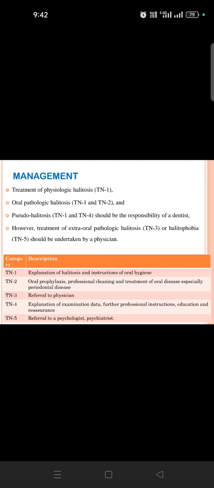Whenever there is pseudohalitosis, treatment 1 and treatment 4 are given. Treatment 4 is the explanation of the halitosis, then further professional instruction, education and measures, along with scaling and root planing. However, when an extraoral pathologic halitosis is present, we refer the patient to the physician. That is treatment number 3. Or if halitophobia is present, then treatment number 5 is given. That is, the patient is referred to the psychologist or the psychiatrist.